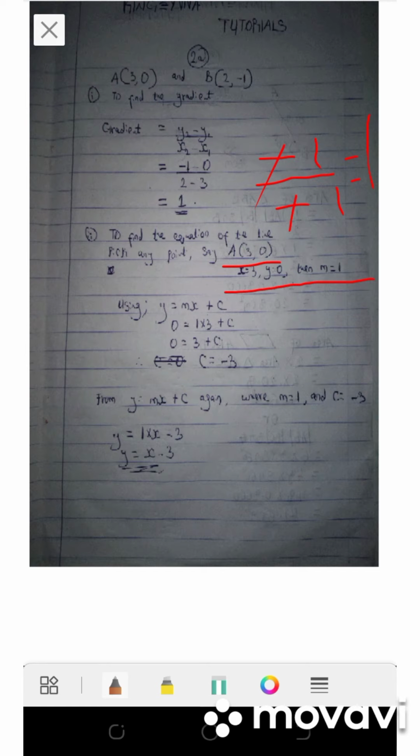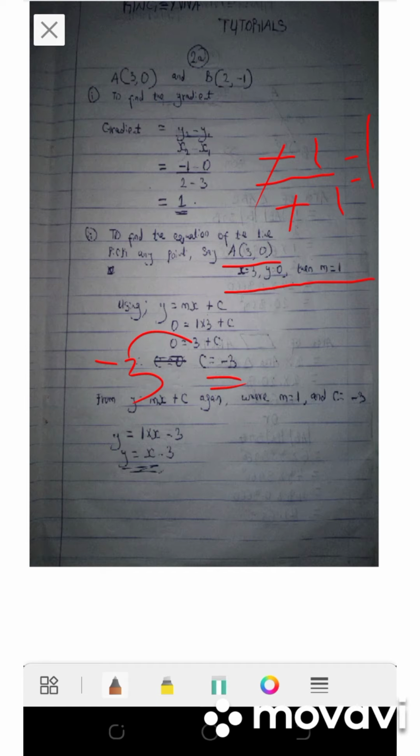Your aim at this point is to find C, the constant. So apply your figures there. Y as 0, M as 1, X as 3, and plus C, which is not known yet. And finding C, we have that 0 is equal to 1 times 3, which is 3, 3 plus C. Collecting like terms, C is equal to, this 3 becomes minus. So C is equal to minus 3.